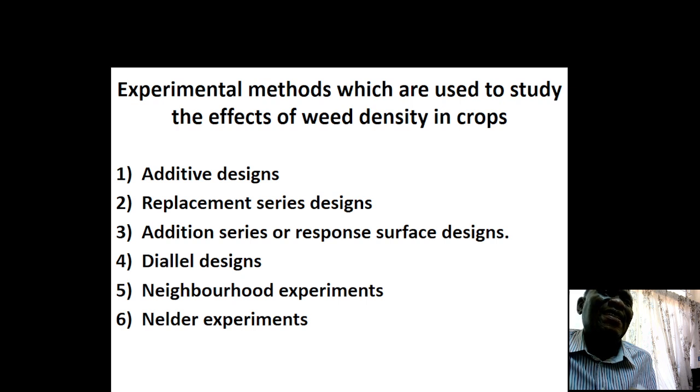We are also interested in the competitive indices of the wheat, maximum yield loss, and the slope which we can attach to the wheat. Then replacement series designs, we want to find the competitive abilities of both the weeds and the crops. Now, addition series or response surface designs. This is a hybrid of number 1 and 2. We want to do the replacement series at different densities.